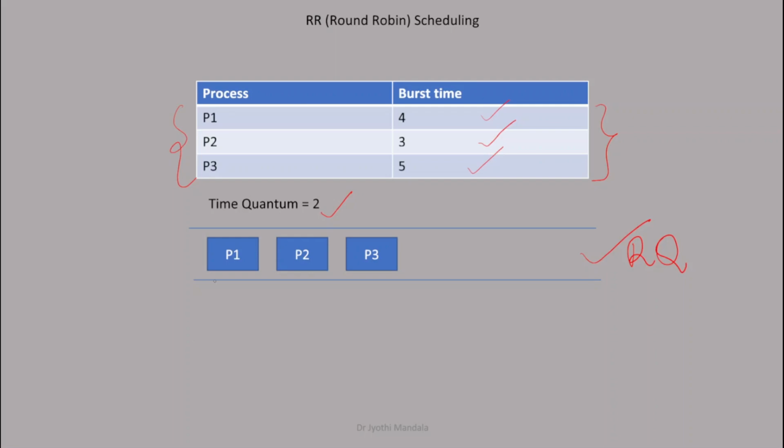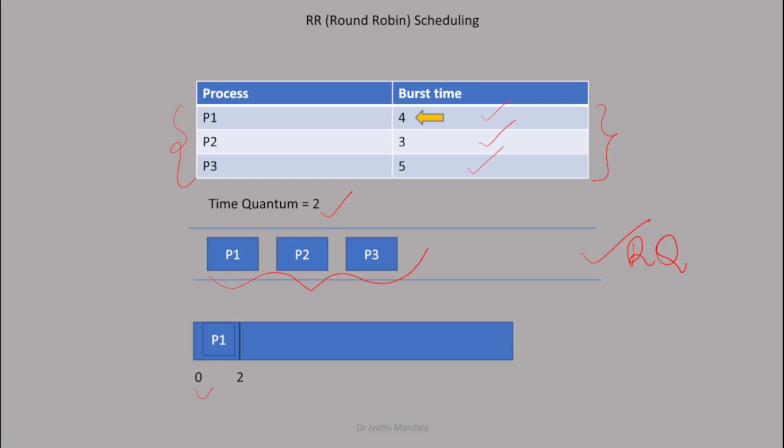As all three processes are in the ready queue like this, the CPU may take any process. Let us consider P1 has got the chance. P1 requires 4 seconds, but even though it requires 4 seconds, it will be executed for 2 seconds only. Why? Because our time quantum is 2 seconds only. After executing for 2 seconds, it has to be forcibly removed and added to the ready queue, and then the next process has to be taken.